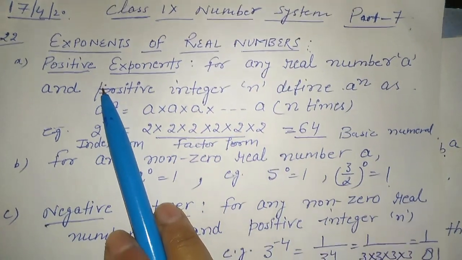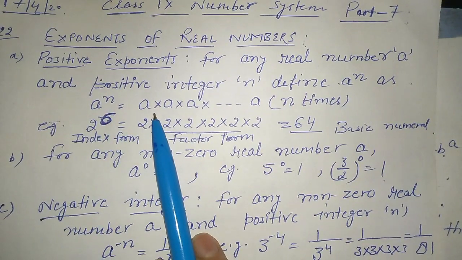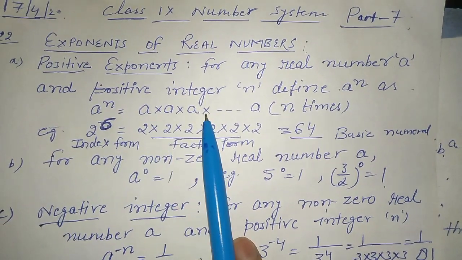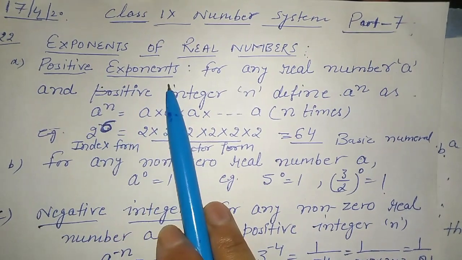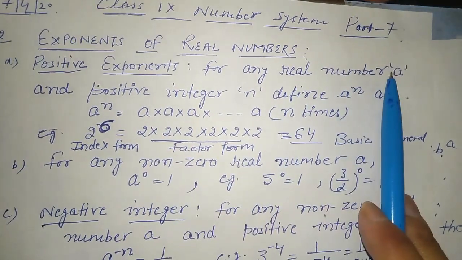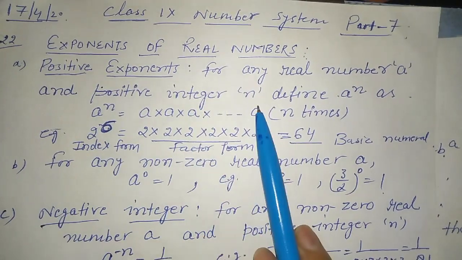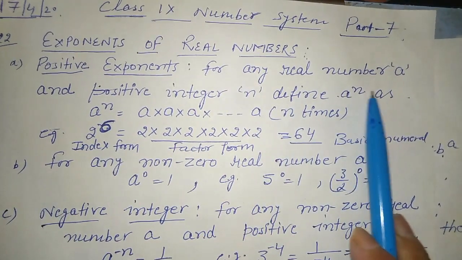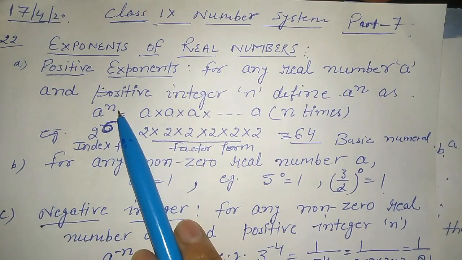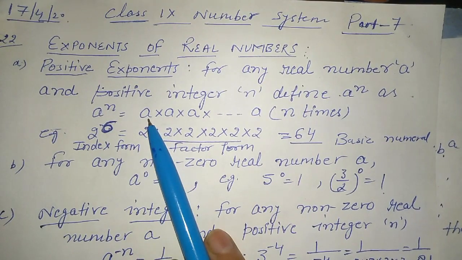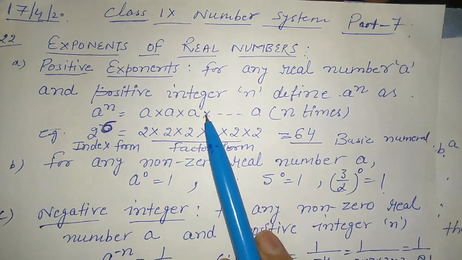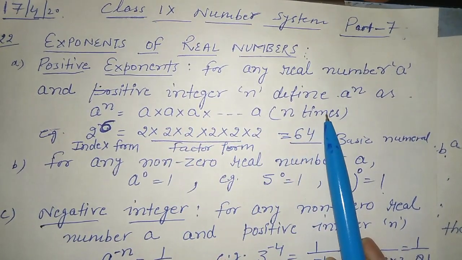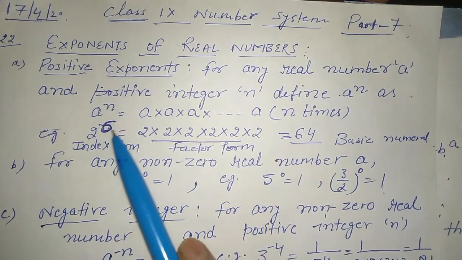Exponents, you know, can be written in the form of powers. That is known as exponents, or we call them index numbers, or the plural form is indices. So positive exponents: for any real number a and any positive integer n, define a to the power n. How can we write this a to the power n? We can write a, n times: a multiply a multiply a and so on up to a. This is n times.